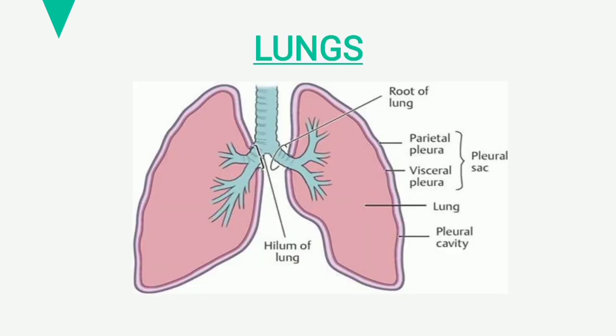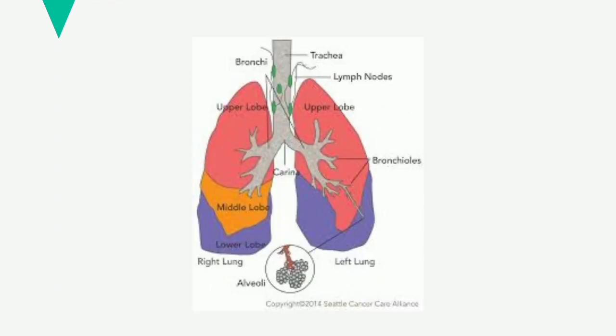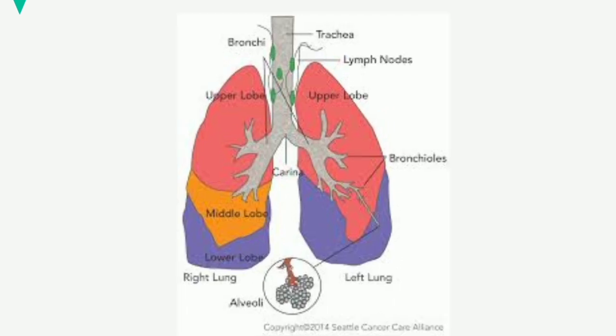Next are the lungs. Lungs are the organs that surround the bronchial tree. There are two lungs, left and right lung. Each lung has separate lobes. Right lung has three lobes: superior, middle, and inferior. And the left lung has two lobes, superior and inferior. The lobes are separated by fissures, oblique fissure and horizontal fissure.